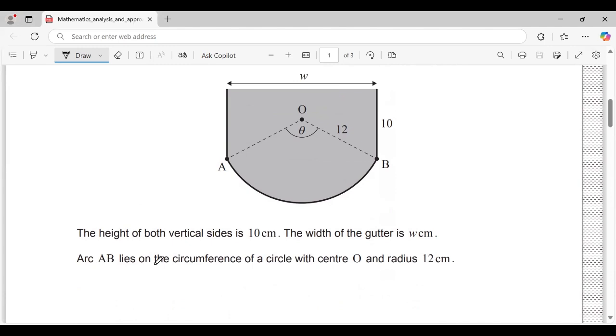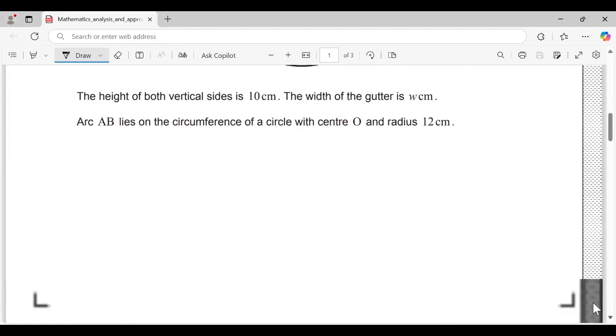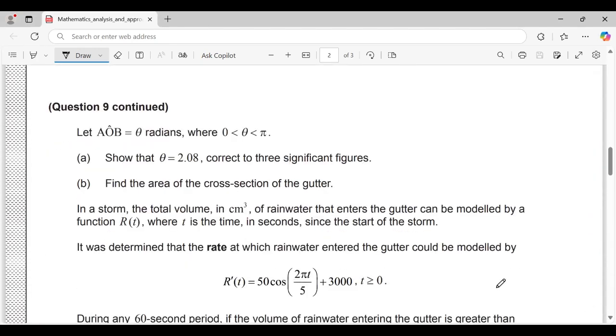Arc AB lies on the circumference of a circle with center O and radius 12 centimeters. Let angle AOB equal theta radians, where theta is greater than 0 and less than pi. A, show that theta equals 2.08, correct to three significant figures. B, find the area of the cross section of the gutter.